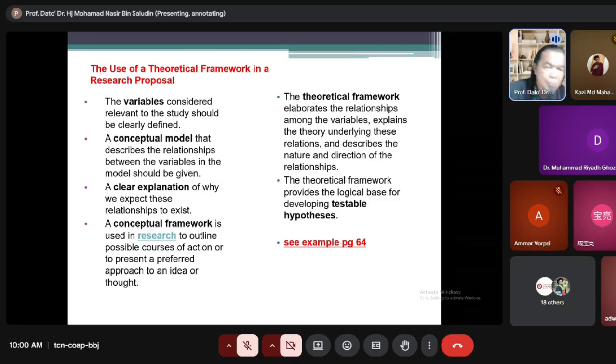A conceptual model that describes the relationship between the variables in the model should be given. That's the conceptual framework, with a clear explanation of why we expect this relationship to exist. A conceptual framework is used in research to outline possible courses of action or present a preferred approach, idea, or thought. That means your conceptual framework is your plan, your map of your study. Every time you must refer to your conceptual framework. I will show you my supervisees' conceptual frameworks and research frameworks later on.